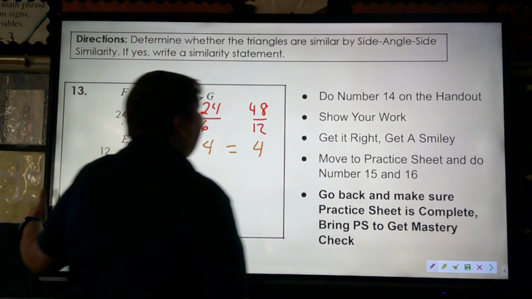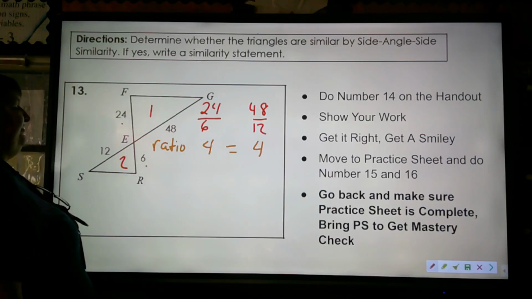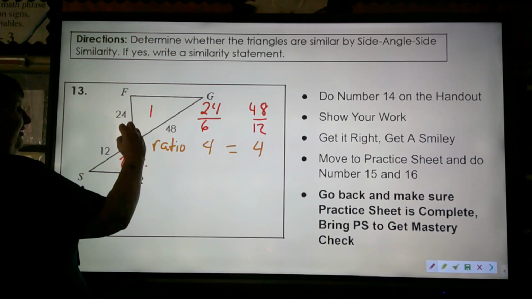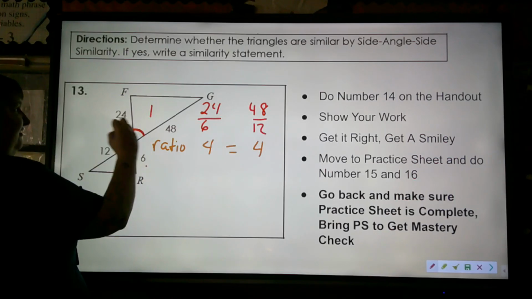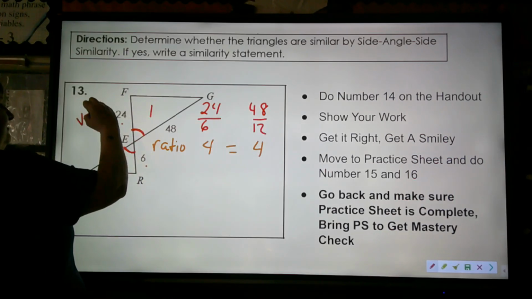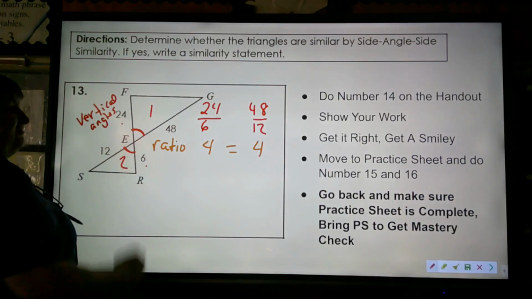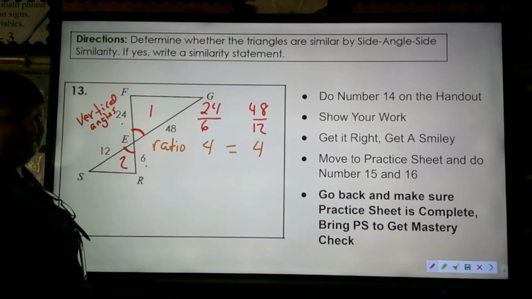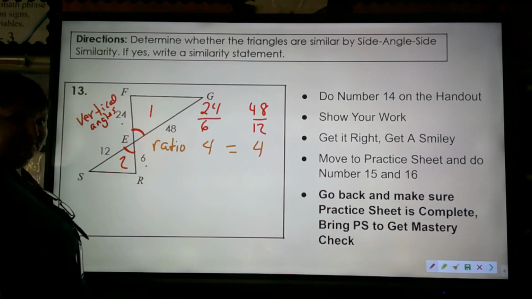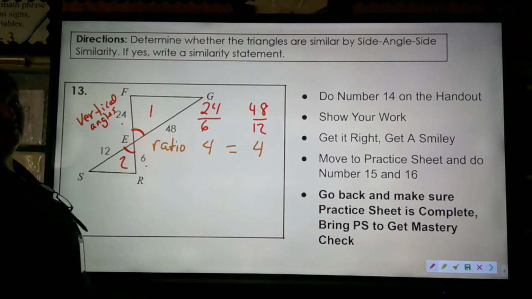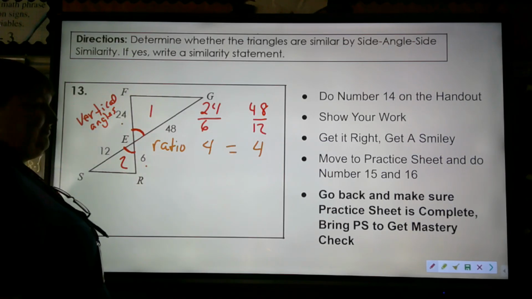Now I need to find out if we have side side, we need to see if there's an angle matching. Remember, if they are diagonal across from each other, they are vertical angles, and vertical angles are congruent. So yes, this is my evidence. We have side, angle, side, which means they are similar. Now we just have to match up our angles. Sometimes that's the hardest part.